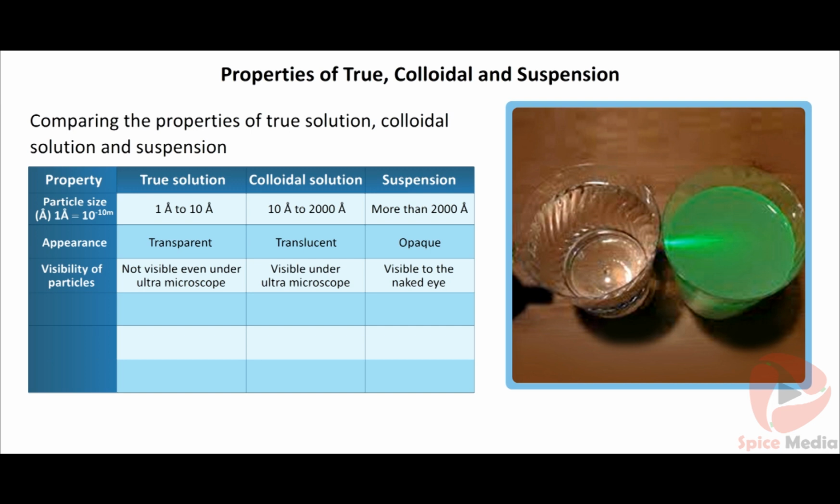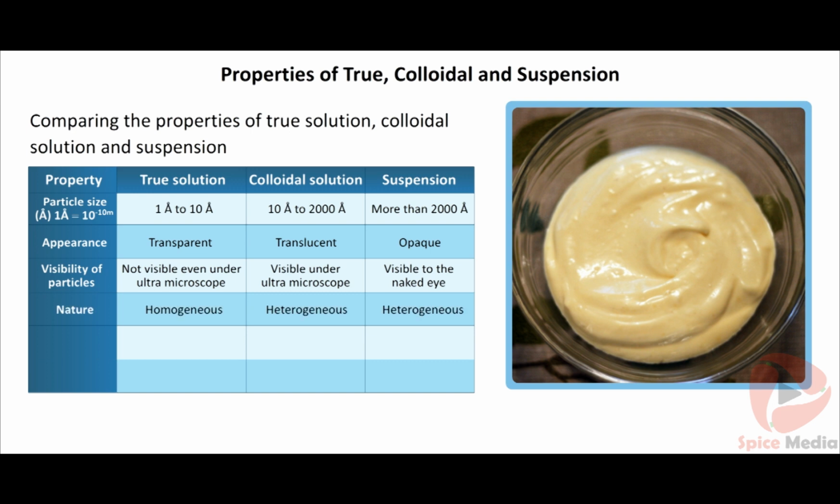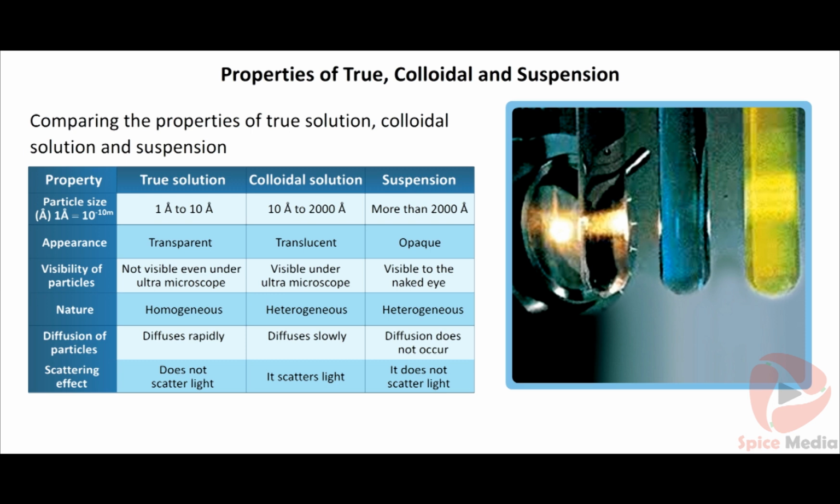Visibility of particles. In true solution, it is not visible even under ultramicroscope. In colloidal solution, it is visible under ultramicroscope. In suspension, it is visible to the naked eye. Nature. True solution is homogeneous. Colloidal solution is heterogeneous. Suspension is heterogeneous. Diffusion of particles. True solution diffuses rapidly. Colloidal solution diffuses slowly. In suspension, diffusion does not occur. Scattering effect. True solution does not scatter light. Colloidal solution scatters light. Suspension does not scatter light.